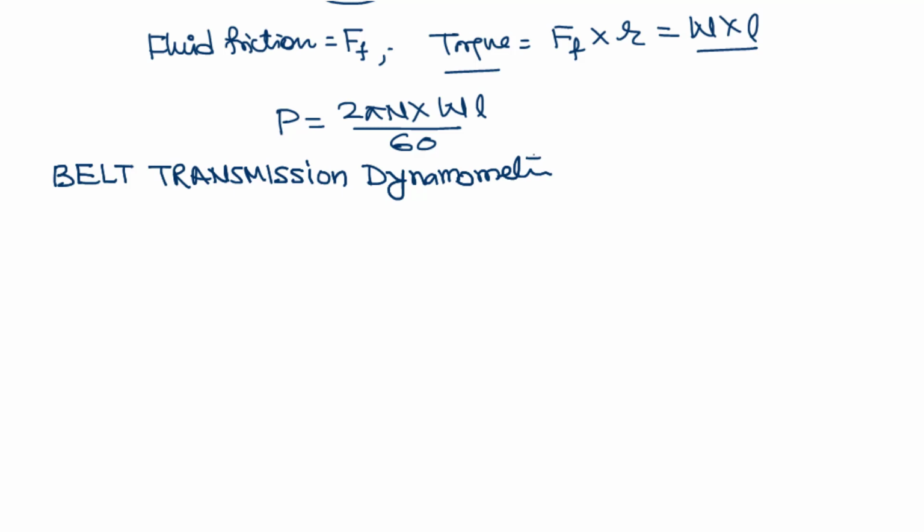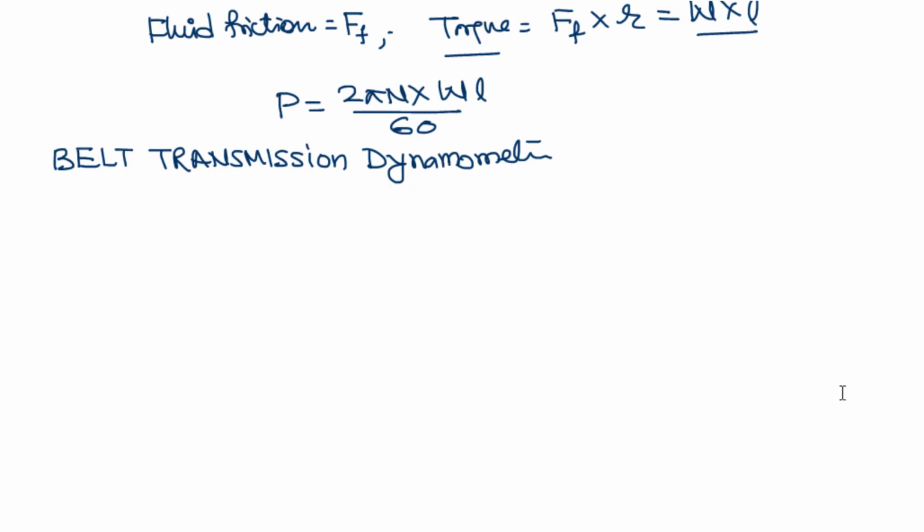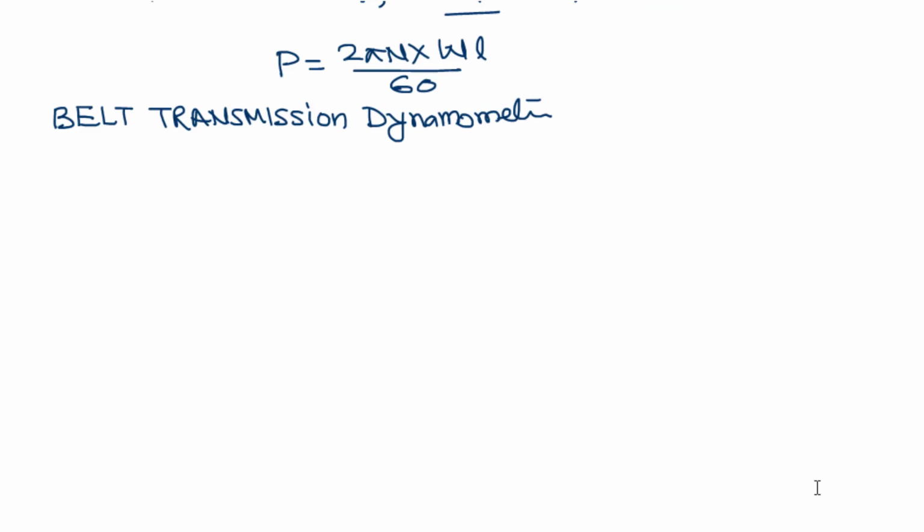The belt transmits power from one pulley to another pulley. There exists a difference in tension between the tight and slack side. So there are basically two pulleys. First is the driver pulley, second is the driven pulley. Driving pulley and driven pulley, like this.